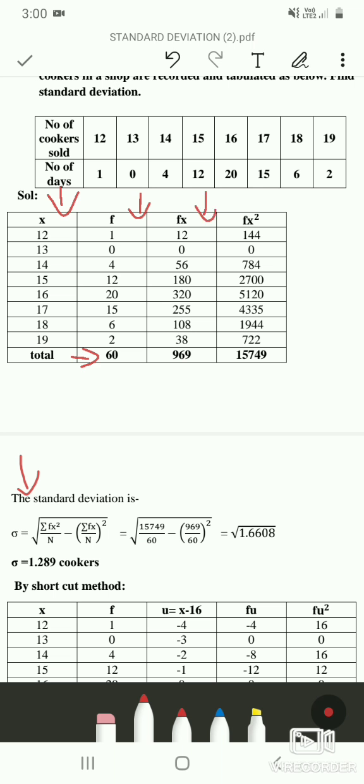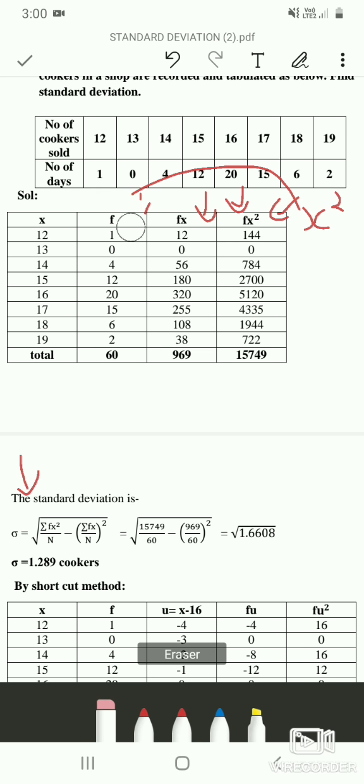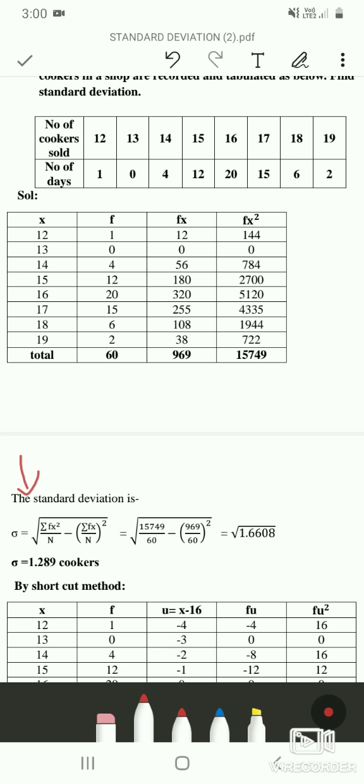So this is your x, the given data, number of cookers sold, and the next data is your frequency. Add these frequencies to get your capital N. The next column would be fx, so multiply these two columns, and then the next column would be fx square. You can make another column of x square and multiply to get fx square, or you can directly obtain f into x square in your calculator. You can first type 12 into 12 into 1, so you will directly obtain fx square.